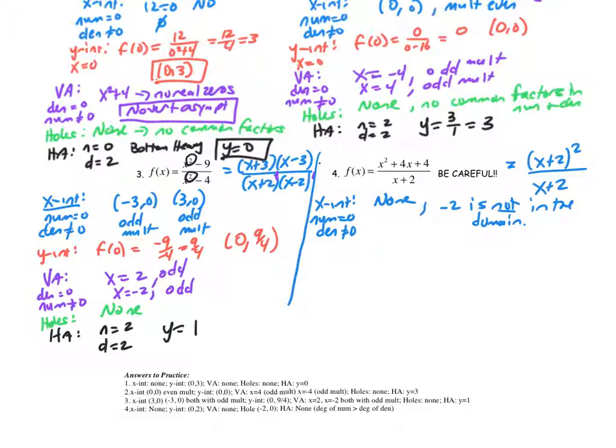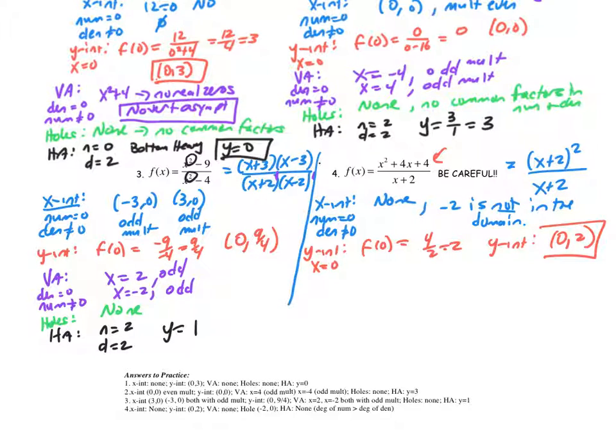Let's go ahead and look at the y-intercept. So the y-intercept, we're going to evaluate f of 0. It's easier to look at the original function that we didn't factor. So this is going to be 4 over 2, which is 2. So the y-intercept is the ordered pair 0, 2.